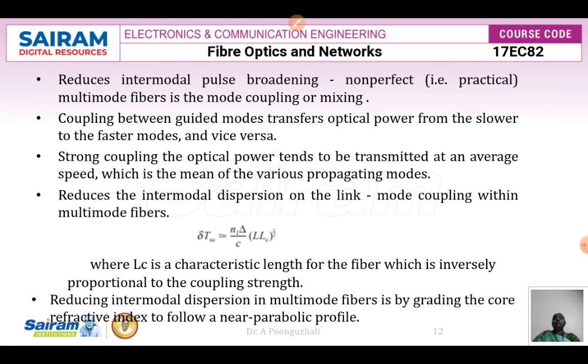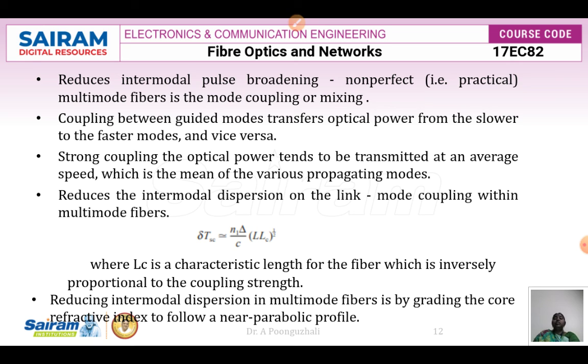Here we take a non-perfect multimode fiber, where we can reduce intermodal pulse broadening by the mode coupling or mixing method. Mode coupling is when I couple one fiber to the other, the guided modes transfer the optical power from the slower mode to the faster mode and vice versa. A strong coupling happens, and as a result, the optical power is transmitted at an average speed, where we get the mean of the propagating modes.